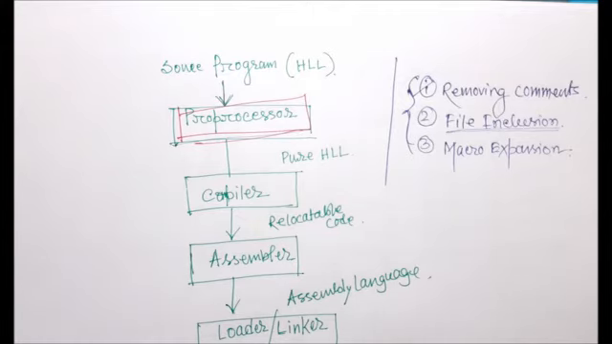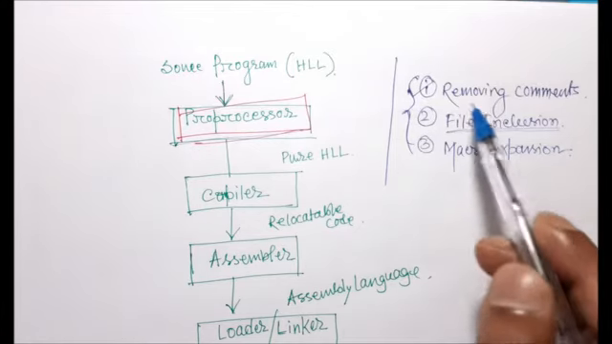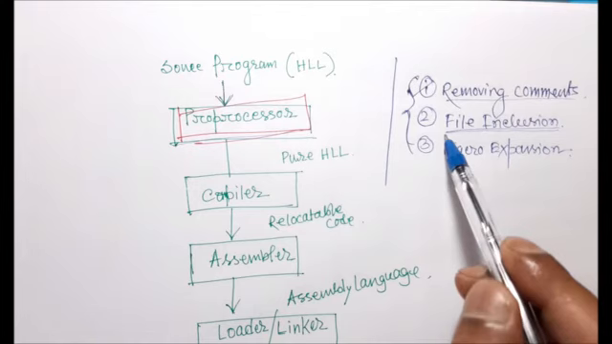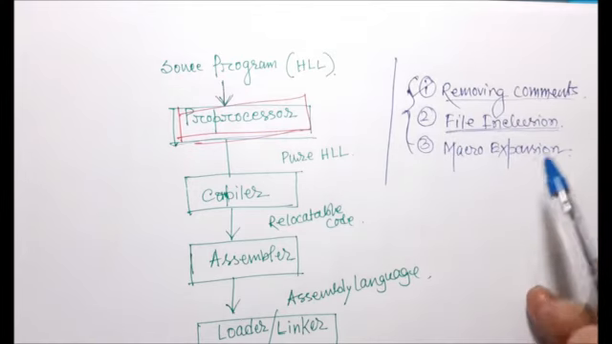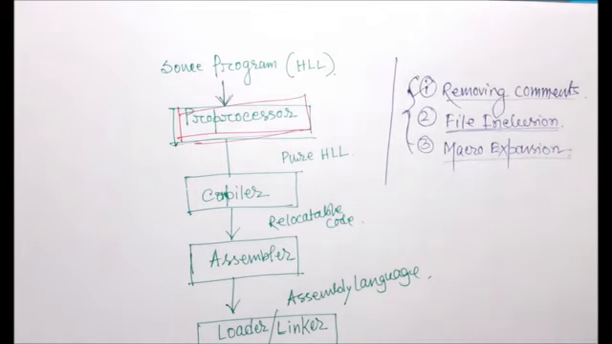Before a C program is compiled in a compiler, the source code is preprocessed by a program called the preprocessor. So what are the tasks of the preprocessor? There are mainly three tasks. The first one is removing comments, the second one is file inclusion, and the third one is macro expansion. So what does removing comments mean?